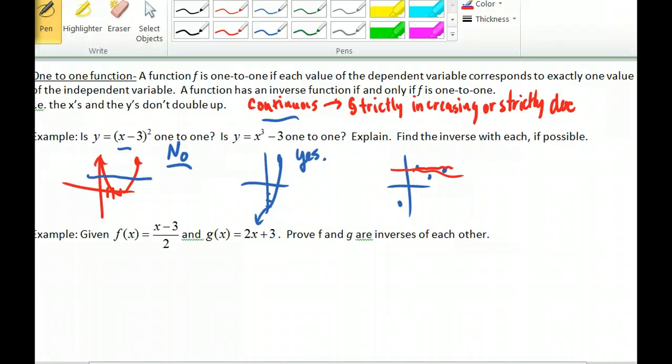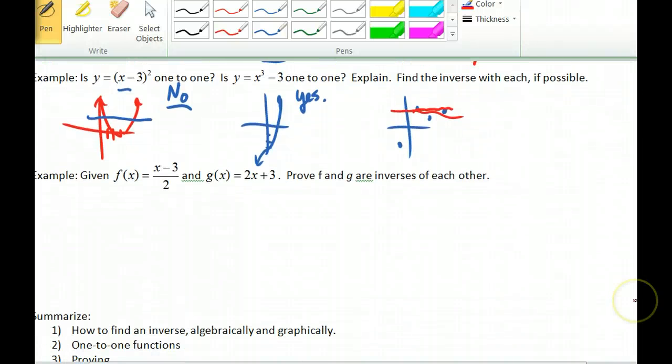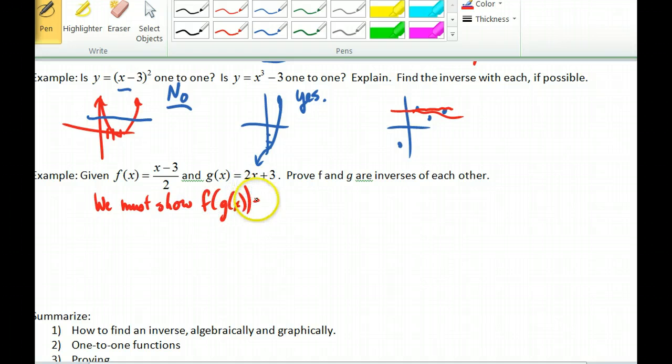Okay, so let's look at this here. Now, the last situation, and we'll go through this more in class too, says prove that these are inverses of each other. So I already switched the x and y's and did all that. If we want to prove, this is what I asked you to do before, how do we prove? Well, we must show that f of g of x, this is from the very first statement that we had at the beginning of this, is equal to x, and g of f of x is equal to x.